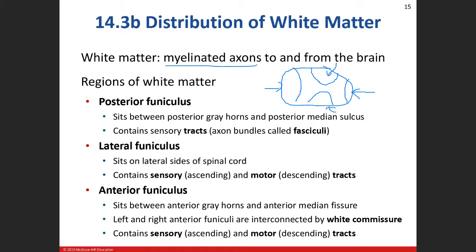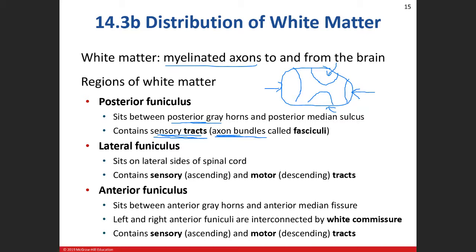Okay? So the posterior funiculus sits in between both the gray horns. And so that is going to carry sensory tracts. So this is where we saw the fasciculus cuneatus and the fasciculus gracilis. And what a fasciculi is, is just these axon bundles.